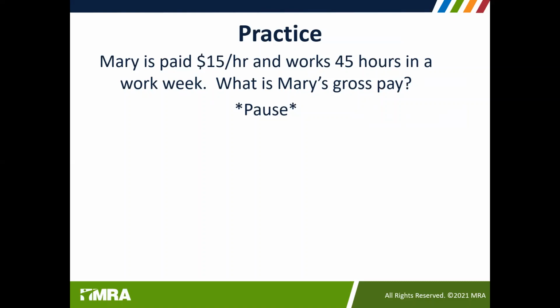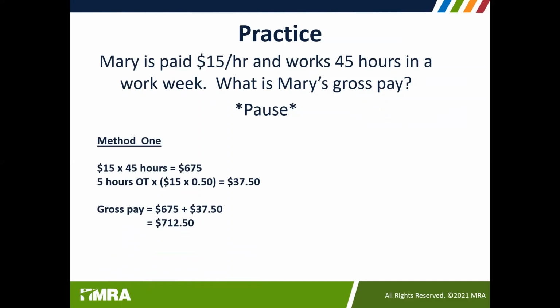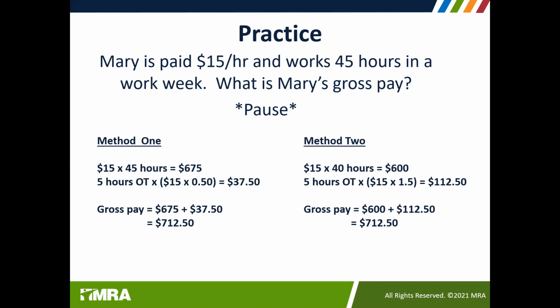Okay, let's see how you did. Following method 1, we would take $15 per hour multiplied by 45 hours worked for a total of $675. We now owe half the regular rate for all overtime hours. And this is calculated as 5 hours of overtime times the sum of $15 per hour times 0.5 for a total of $37.50. Gross pay is now the total of these two calculations, $675 plus $37.50 for a total of $712.50.